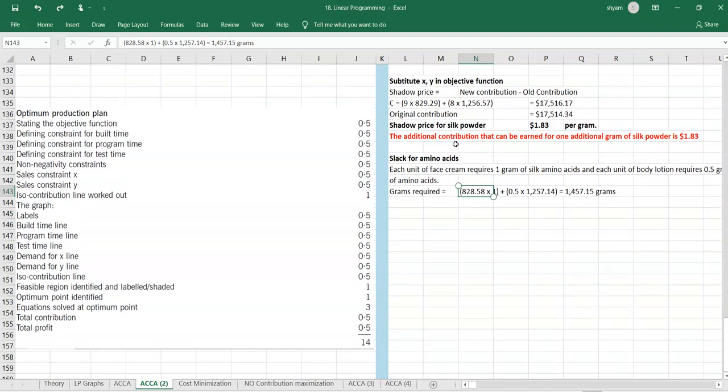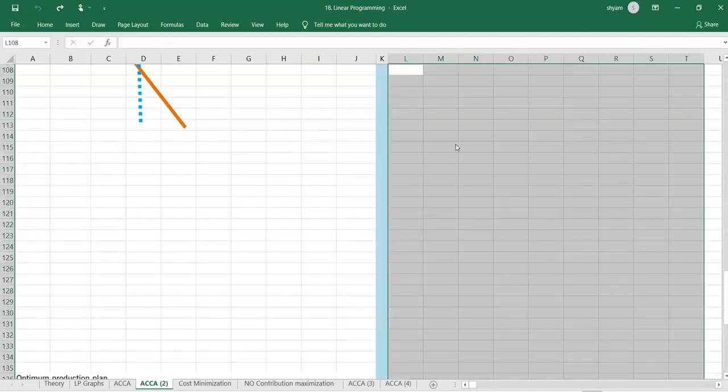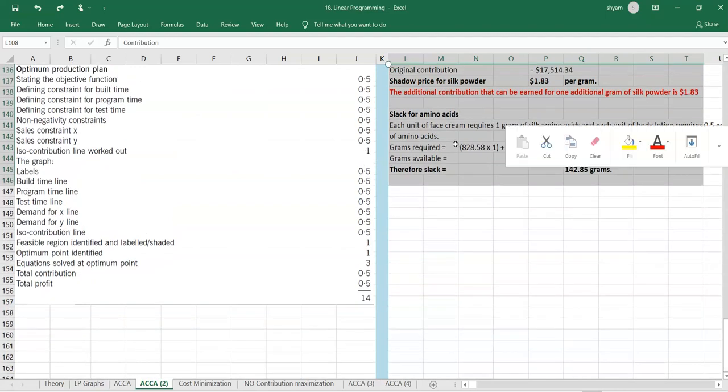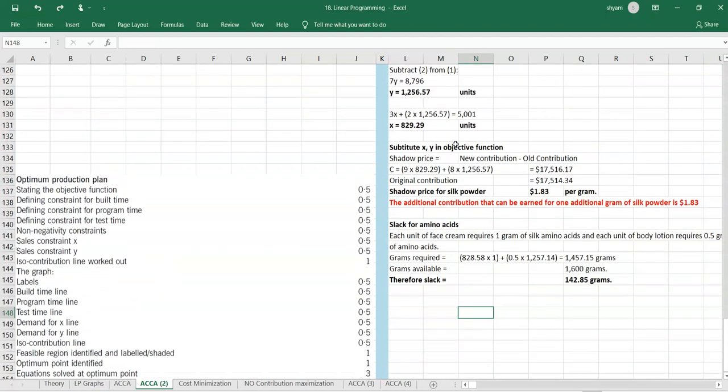So 828.8 into 1 and 0.5 into this unit. So totally we require 1457 grams, but grams available is 1600. So of course you are going to have a surplus. Surplus is called slack. So you have 142 grams as surplus. So that's about this sum. Hope you got a good idea about this sum here.